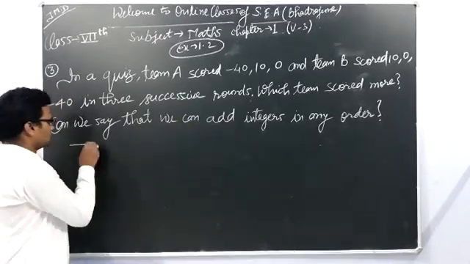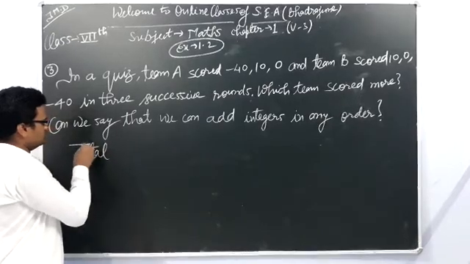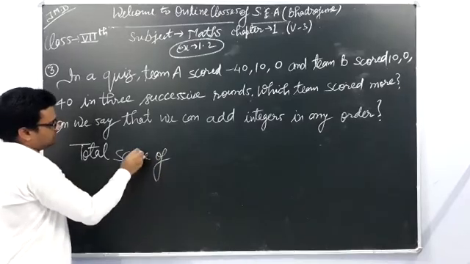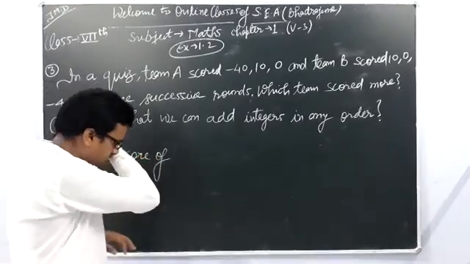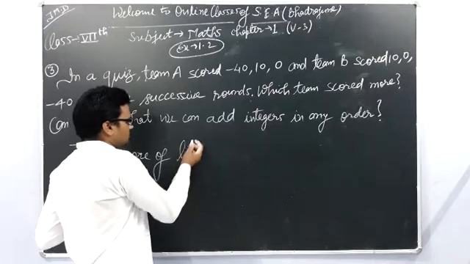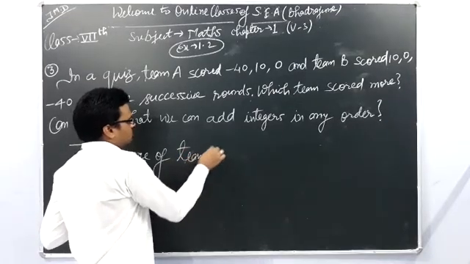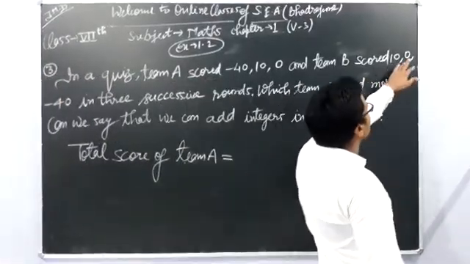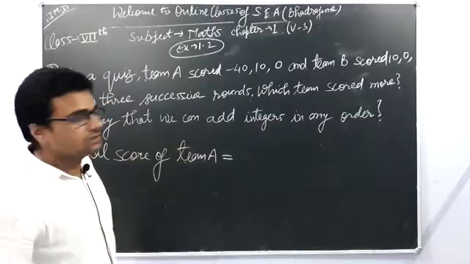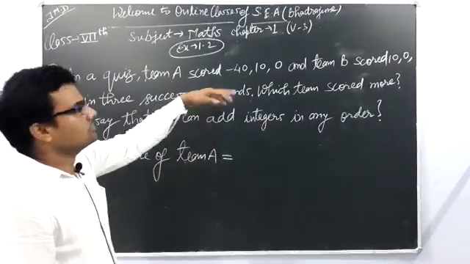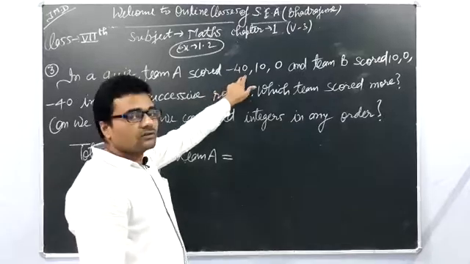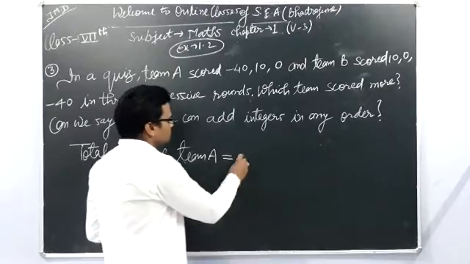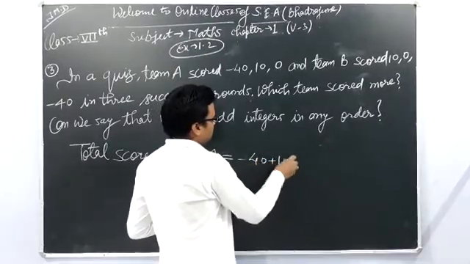So the total score of team A equals 10 + 0 + -40. This one is of team A: -40, 10 and 0. So the score of team A is -40 + 10 + 0.